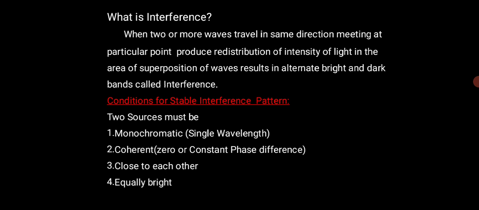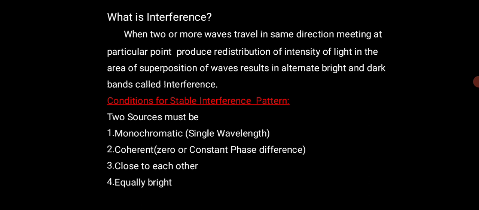When two or more waves are superimposed, then what happens? Either they will superimpose in phase or out of phase, and depending upon their superposition, they will produce alternate bright and dark bands. Okay, then the conditions for a stable interference pattern: the two sources must be, number one, monochromatic, meaning having a single wavelength.